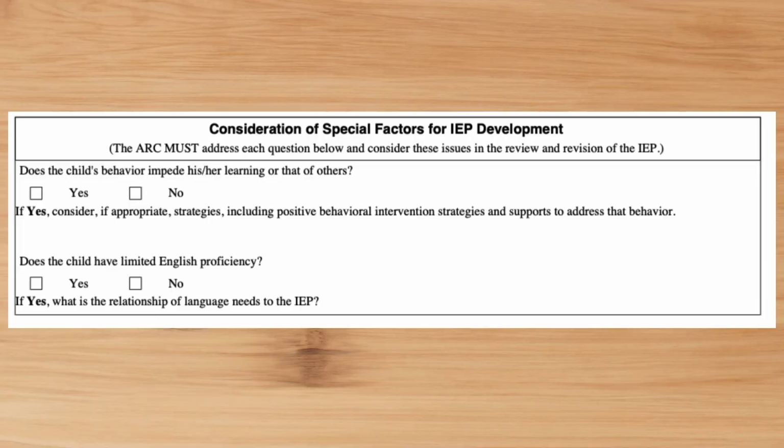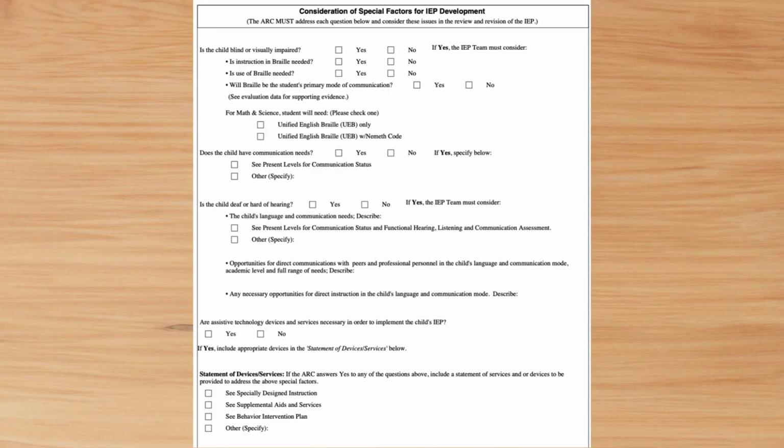Next on the IEP is the special areas checkboxes. So it's a series of questions that you're either going to answer yes or no to. And the questions are, does the child's behavior impede his or her learning or that of others? And you check yes or no. And if you check yes, then you need to supply a behavior support plan in that place. Does the child have limited English proficiency? And you would check yes or no. Does the child have communication needs? And you would check yes or no. If you check yes, you can refer them back to the present levels of performance that we just talked about up there, or you can have a whole other section here.